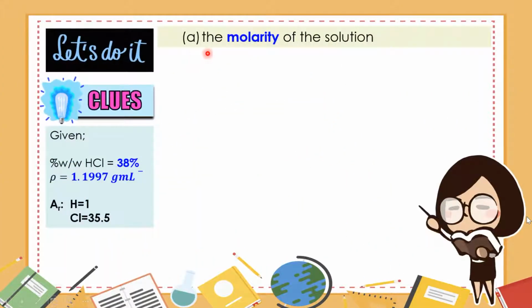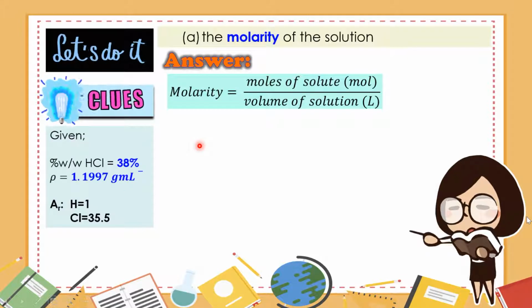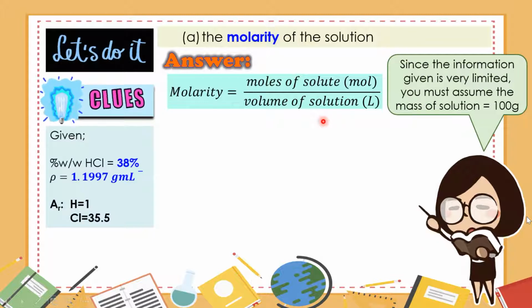For the first question, calculate the molarity of the solution. In the question, it's already given to you the percentage by mass of HCl, that is 38%, and also the density of the solution, 1.1997 gram per ml. Okay, how to solve this problem? We can write the formula: moles of solute over volume of solution. Since the information given is very limited, only percentage by mass and density of solution, you must assume the mass of solution is equal to 100 gram.